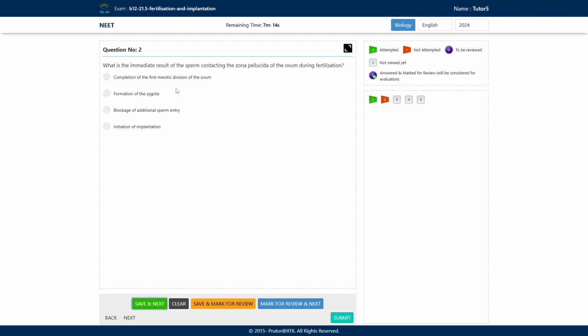Next question, what is the immediate result of the sperm contacting the zona pellucida of the ovum during fertilization?